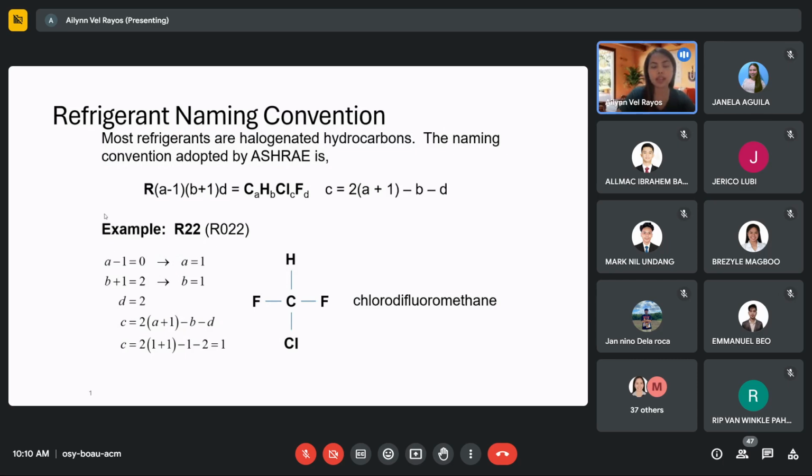Again, the 3 numbers in our refrigerant: the first is A minus 1, then B plus 1. Then follow this to make it clearer. The number of atoms of carbon is A, the number of atoms of H is B, the number of atoms of chlorine is C, and the number of atoms of F is the remaining number.